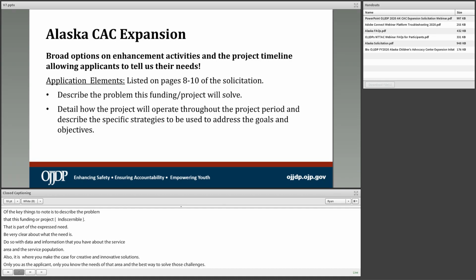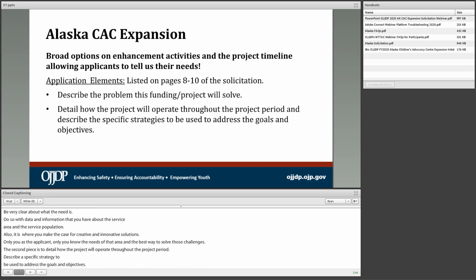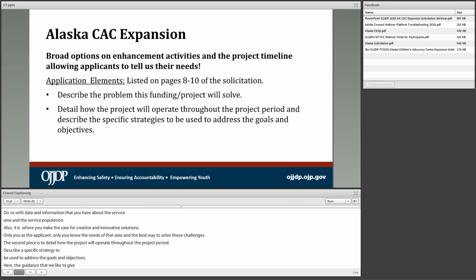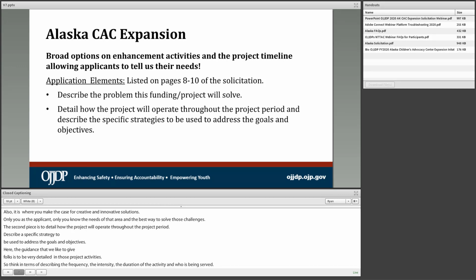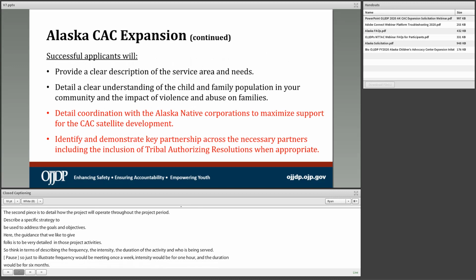The second piece is to detail how the project will operate throughout the project period, describe the specific strategies to be used to address the goals and objectives. And here, the guidance that we like to give folks is to be very detailed in those project activities. So think in terms of describing the frequency, the intensity, the duration of the activity, and who's being served. So just to illustrate, frequency would be meeting once a week, intensity would be for 1 hour, and the duration would be for 6 months, and then targeting who would be served. Every activity, every strategy proposed in the application should have that level of detail.